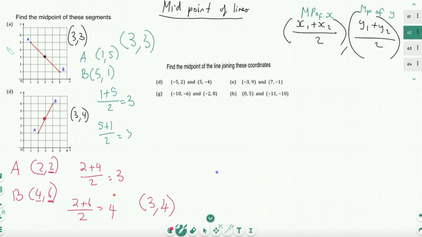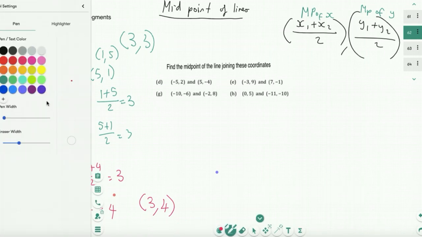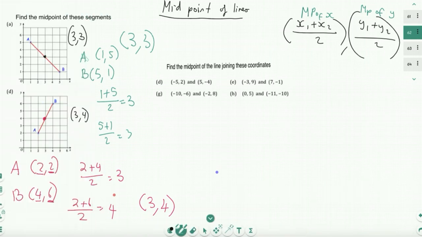This formula comes in handy when you have questions without a diagram. When there's a diagram, it's actually pretty easy to see where the midpoint is, but we like to use this formula when we have a question without a diagram. Let's have a look. Find the midpoint of the line joining these coordinates. So we have a line, and it's joining these two coordinates together.